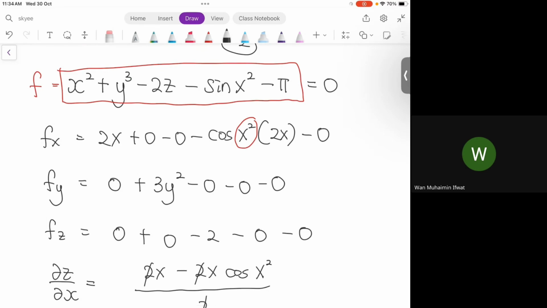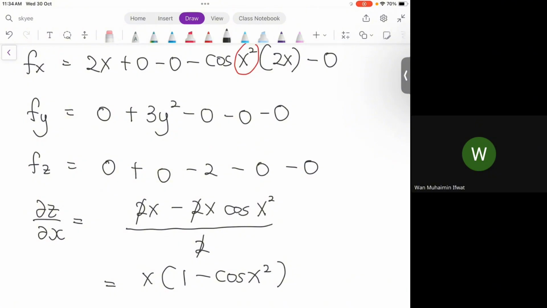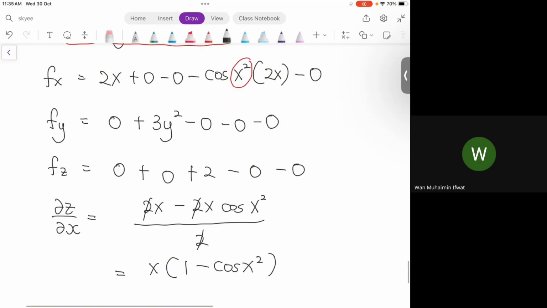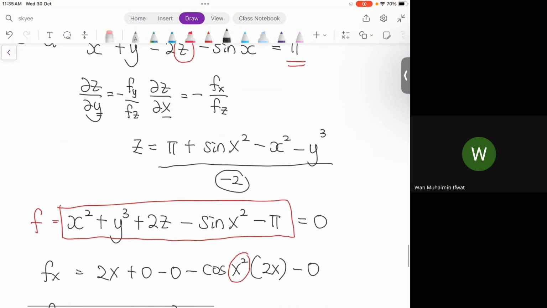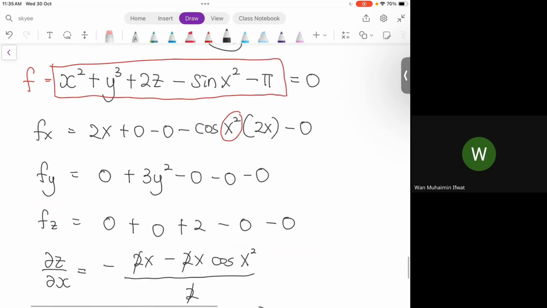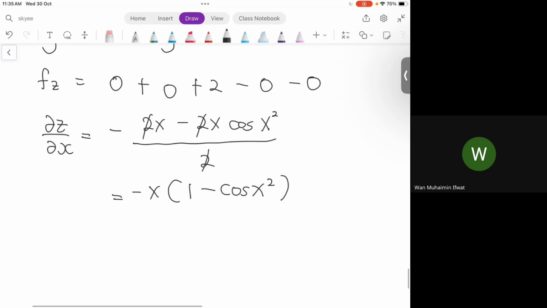Why is there no negative 2? Why is there a negative? I think the negative is already cancelled out, right? Yeah, I copied the wrong question. Oh, it's a plus 2, plus. So I copied the wrong question, so this is plus 2, so this negative is still there. This is plus also. So this is the del z del x.